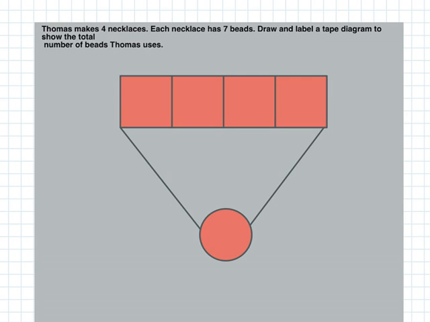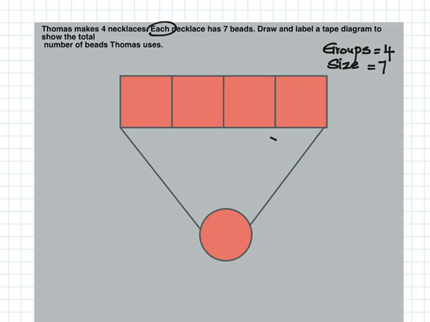The question here is, Thomas makes 4 necklaces. Each necklace has 7 beads. Draw and label a tape diagram to show the total number of beads Thomas uses. First, let us see the information that is given. How many necklaces is Thomas making? He is making 4 necklaces. That means the number of groups equals 4. Each necklace, that means one necklace, has 7 beads. So the size of one group is 7.